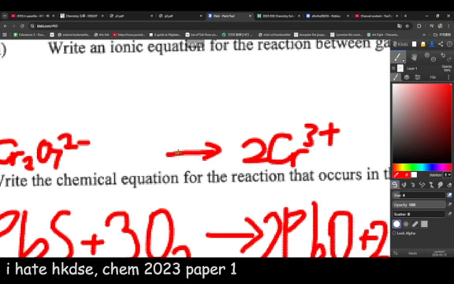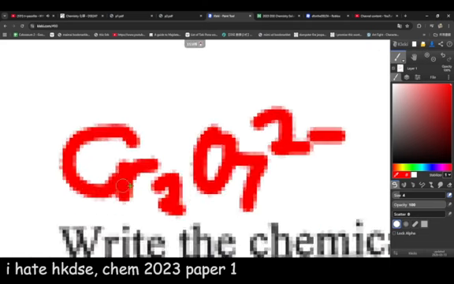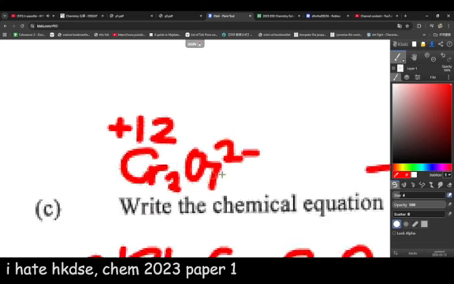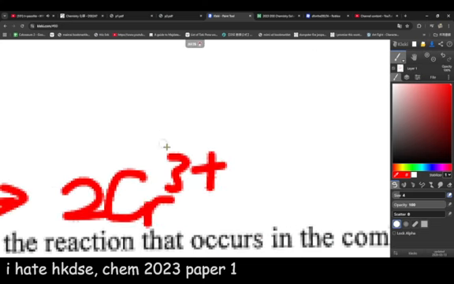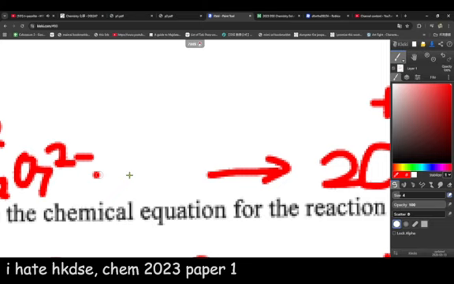7 O's here. Wait, no, hold on. Don't do the O's first. Look at the charge. 7 O's, oxidation number -2, that's -14. -14 plus 2 Cr, which is +12. Divide by 2, 6. That means there's a total of +12 charge here because there's two Cr's. There's two Cr's here of 3 plus, so it's +6. Because it's +12 to +6, we have to add 6 electrons.